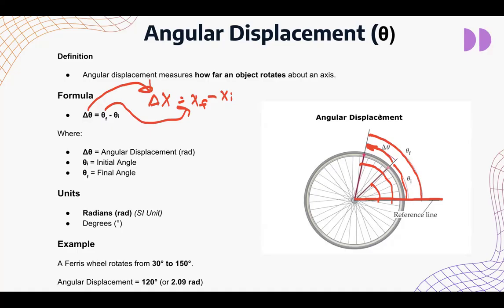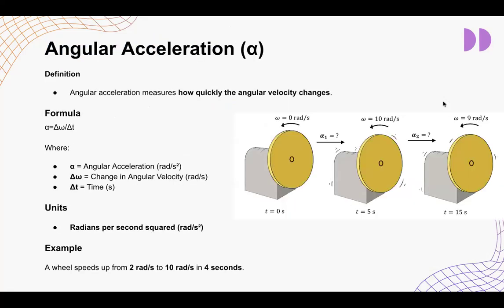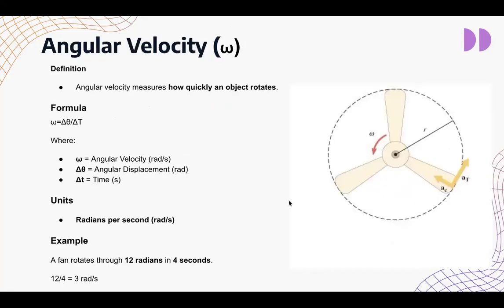Same thing with the next slide. This looks a lot more complicated than it is, I promise. Omega is equal to the change of theta over the change in time. Remember, it's just v equals x over t. Same thing here. Theta is equal to x, t is just t, and omega is equal to v, right?